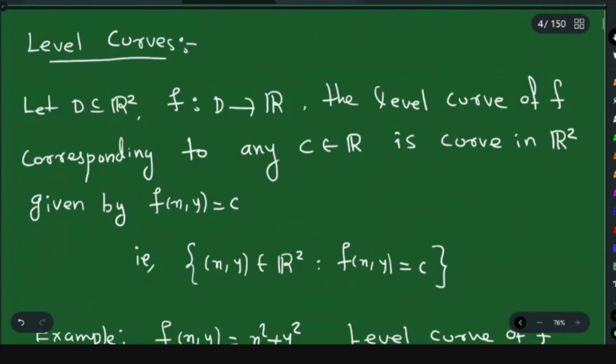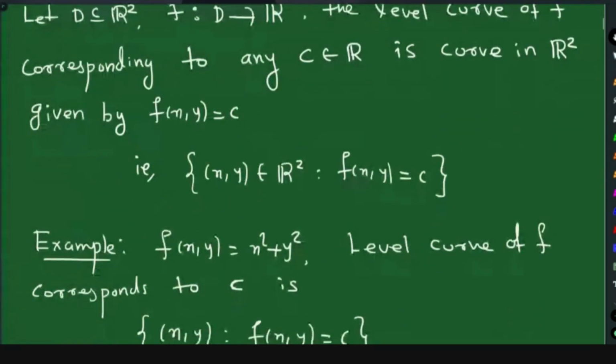Suppose you have a function f from D to R. The level curve corresponding to any c belonging to R is defined this way: all those points whose image is f of x, y equal to c. So the set of all x, y belonging to R2 such that f of x, y is equal to c is called the level curve of that given function. In order to understand the geometry of the given function, we will use the level curve.